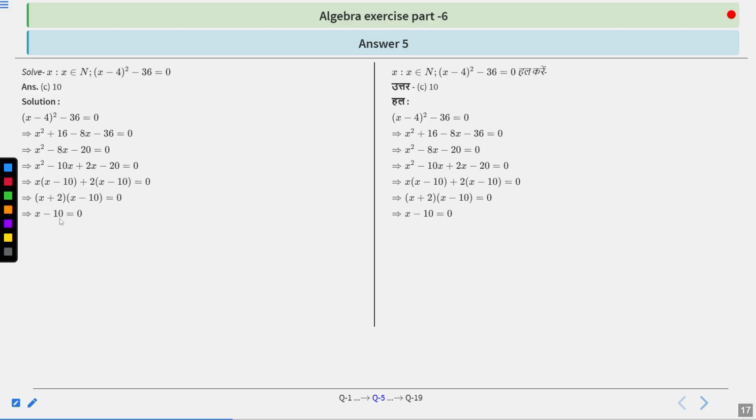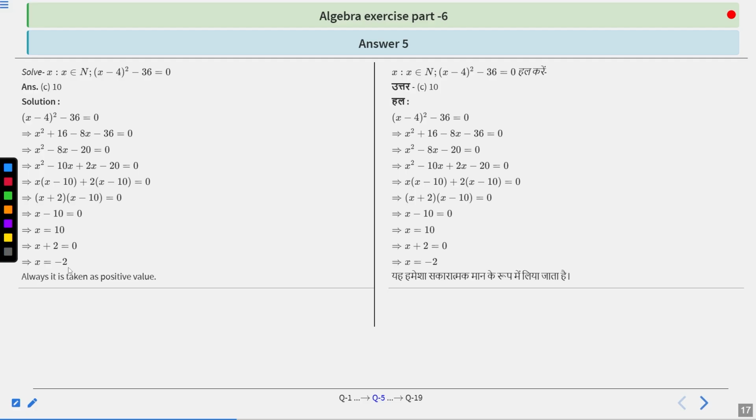So if x − 10 is equal to 0, then x is going to be equal to 10. And if x + 2 = 0, then x = −2. So always it is taken as positive value because x belongs to natural number. So x = 10 will be our answer. That means option number C, 10 is the correct answer.